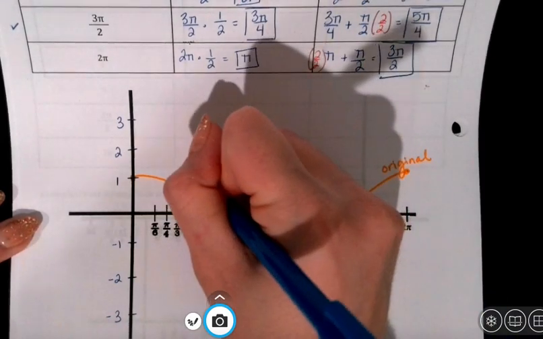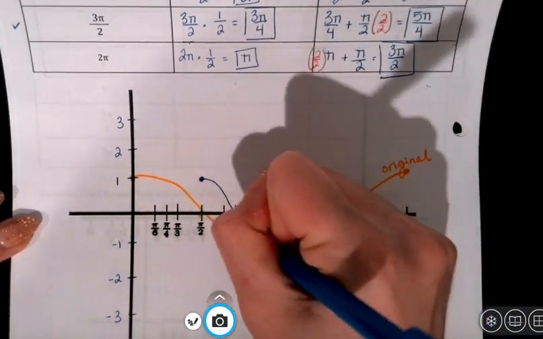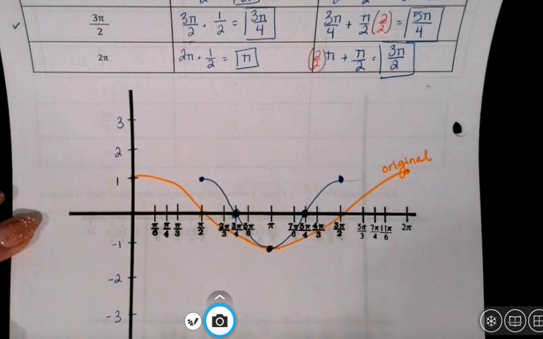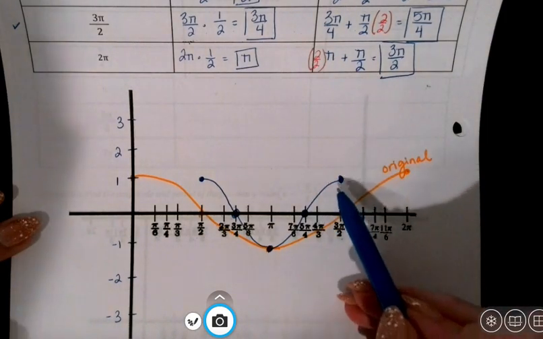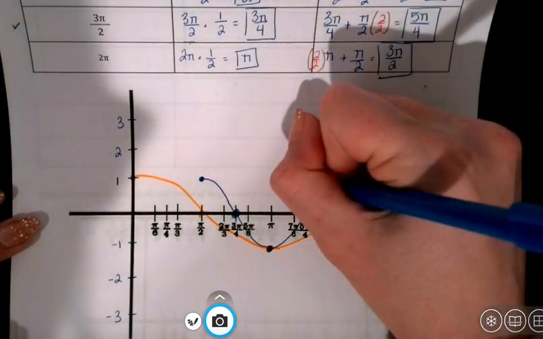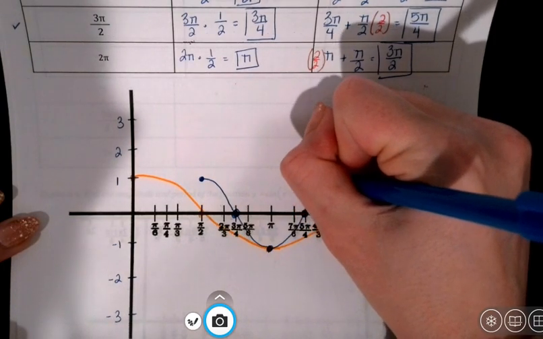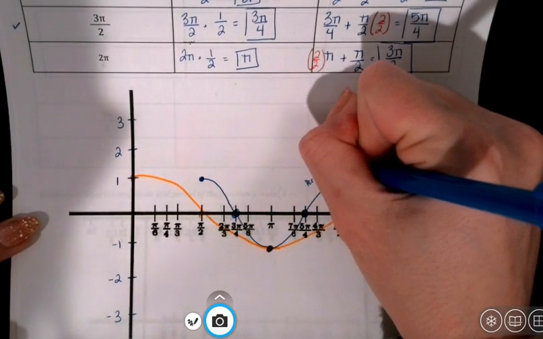So this is my cosine curve after we did the period change and the phase shift. So if we want to make a note here, you don't have to do this, but I'm going to do it for the sake of the notes.